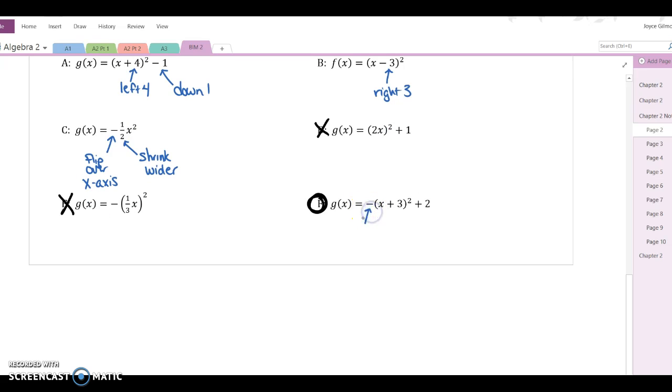First of all, the negative. Notice the negative is outside of the parentheses. That would flip the graph over the x-axis. In layman's terms, it would make the graph open down instead of opening up. So instead of being a U shape, it would be a hill shape. What does the plus 3 do? Left 3. And what does the plus 2 do? Up 2.